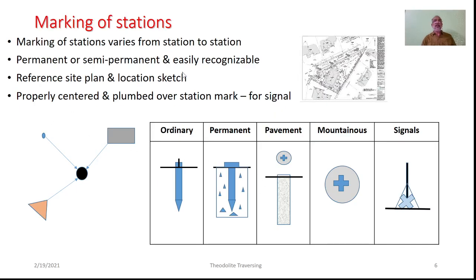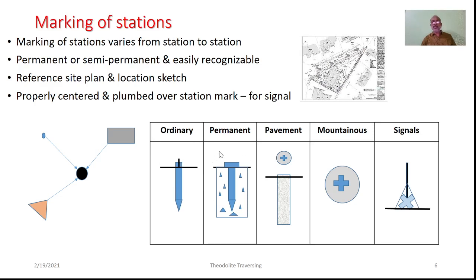So the first thing that we wish to have after choosing the stations is marking of the same. This marking of the stations will vary from station to station. The way you see here, for ordinary works we can drive the peg. Now we wish to center the theodolite, so we can drive the nail.